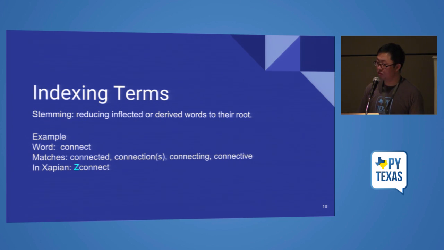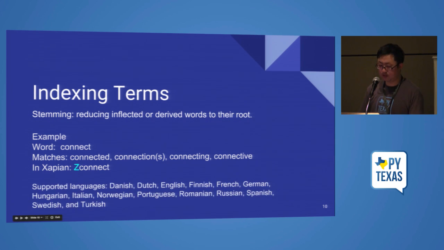We want to store the root term so that when we search any of these keywords, it will match connect. In Xapian, we can do that. We store this connect with a prefix Z, which indicates this term is a stemmed term. Xapian actually supports 15 different languages for stemming.